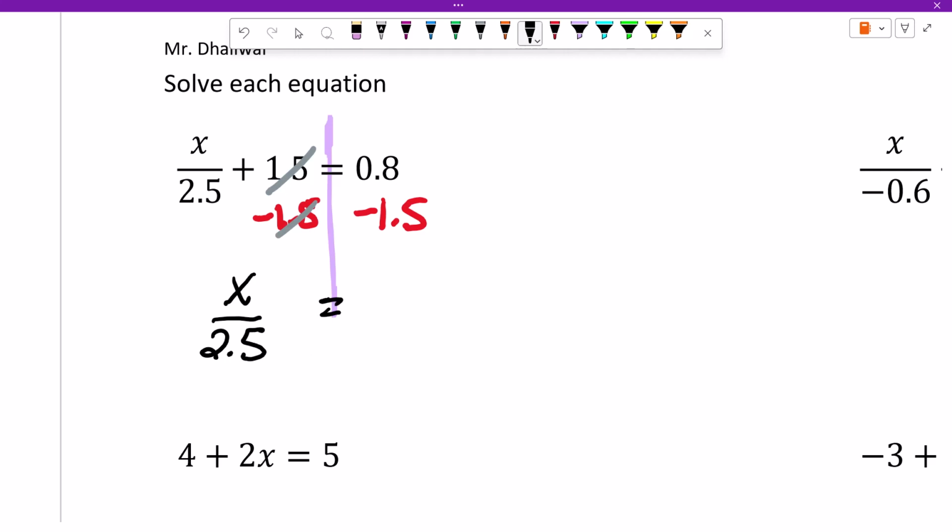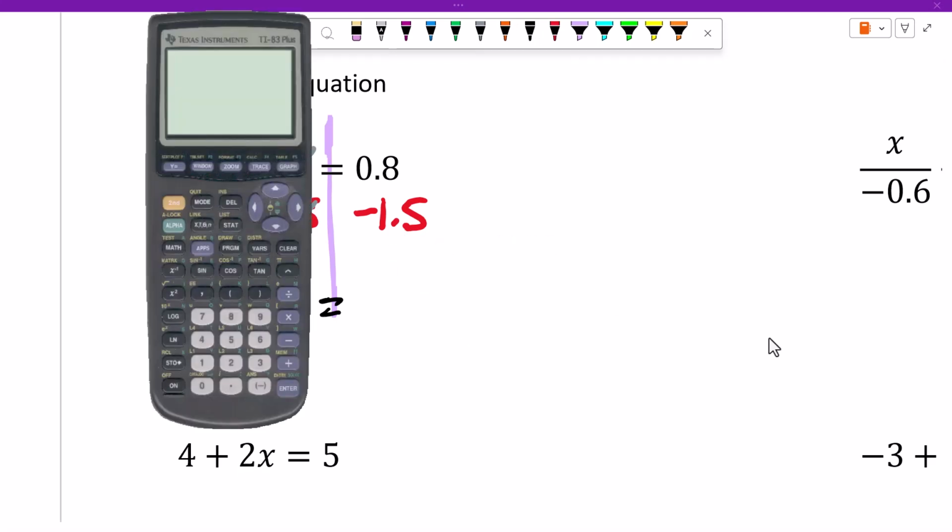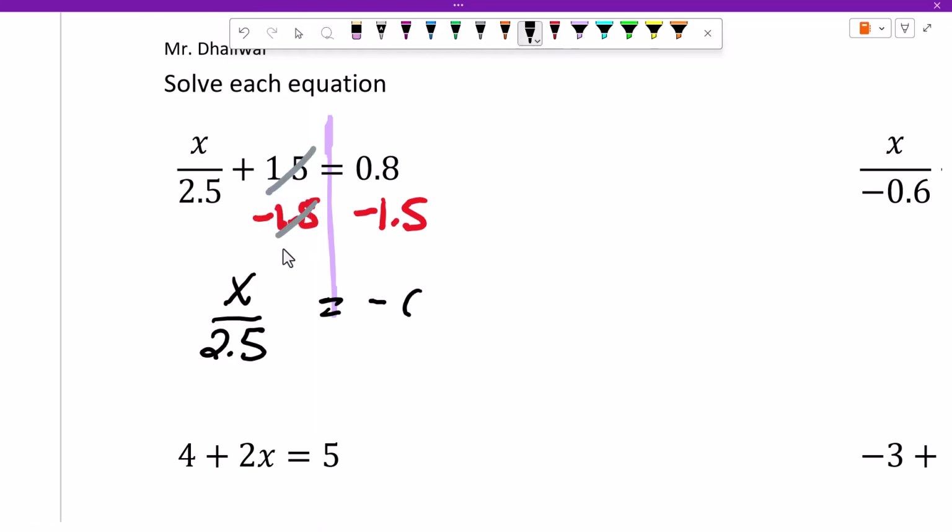2.5 and 0.8. So I grab a calculator and I do that calculation. 0.8 minus 1.5, and we get negative 0.7. Right? We're not done until the x is 100% by itself, so you still have that 2.5 on the other side. You got to do the opposite calculation.